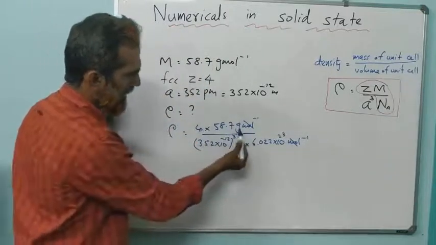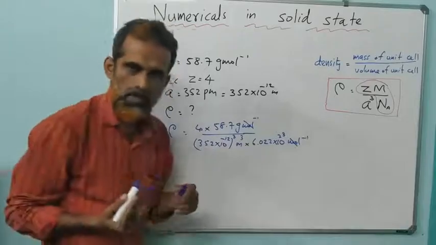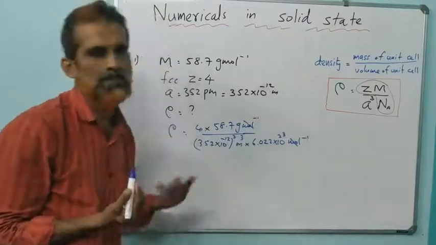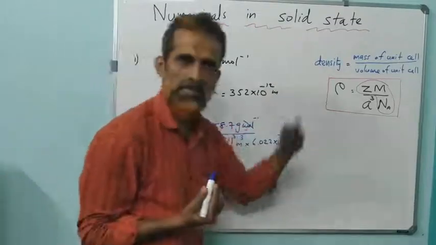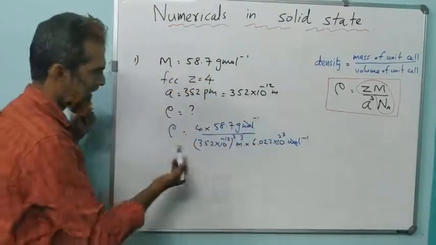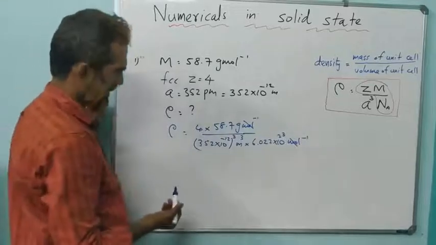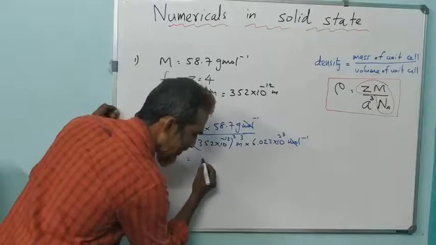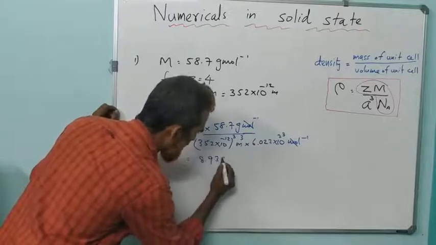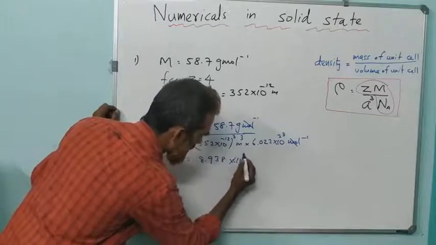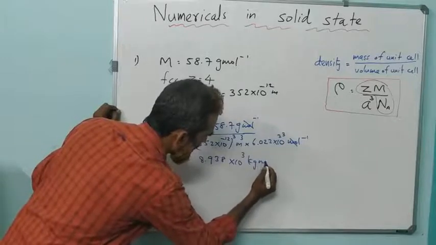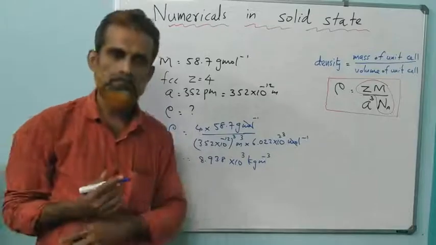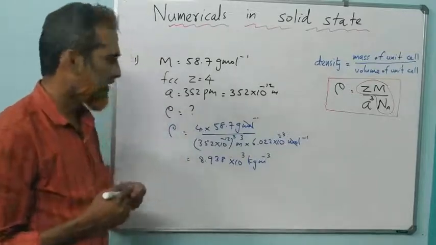Okay, and you get the answer in gram per meter cube. Conveniently, you can change it into kilogram per meter cube or gram per cc. In different units we represent density. That doesn't matter, you can change the units accordingly. So you can simplify this and get the answer. It comes out to be 8.938 into 10 raised to 3 kilogram per meter cube. This is the density of this nickel crystal.